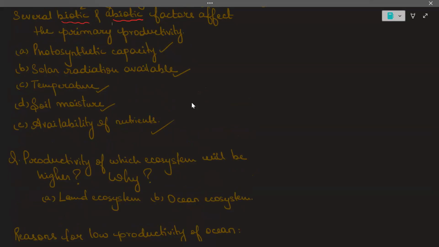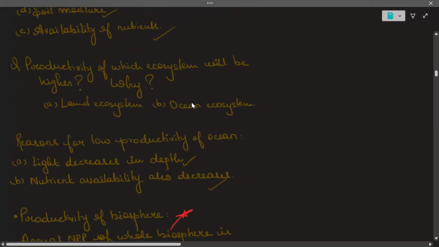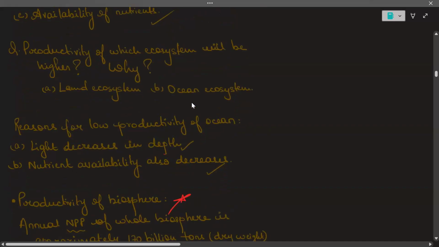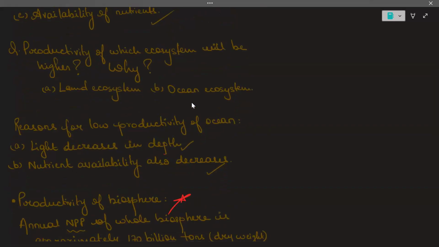The main reason the land ecosystem will have much more productivity is because the land ecosystem receives more sunlight than the ocean ecosystem. Also, the deeper you go into the ocean, the less light there is. So light decreases with depth and nutrient availability also decreases. That is why the land ecosystem will be more productive.